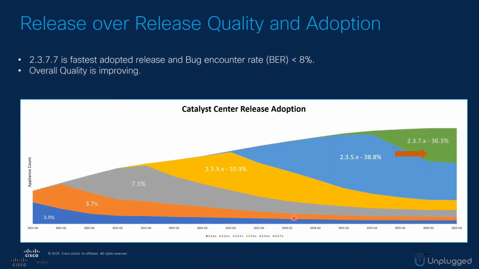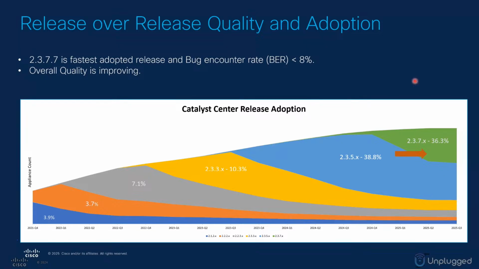Now, this is the most important question that gets to us: when should I upgrade, and which release do I upgrade to? What we have observed is that as we released 2377 and marked it as the recommended release late in December, we started seeing a massive adoption of this release.